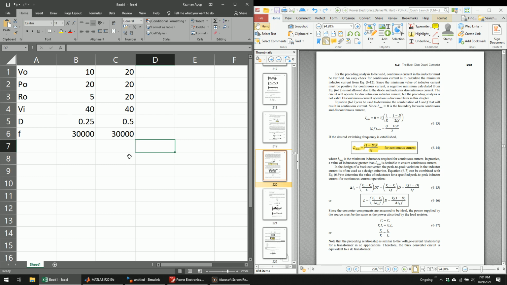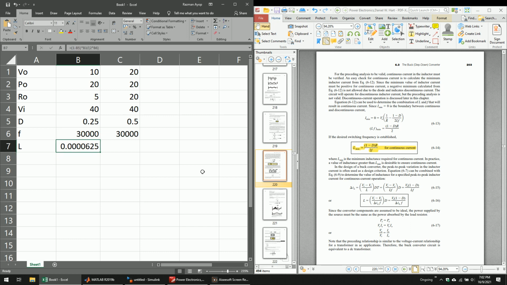Now you calculate the minimum L. It equals 1 minus D, multiplied by R out, divided by 2, divided by F. Make sure you divide by 2 times F, or you can use a bracket here and then multiply. Either way, make sure you recall the order of operations, and automatically you get this.